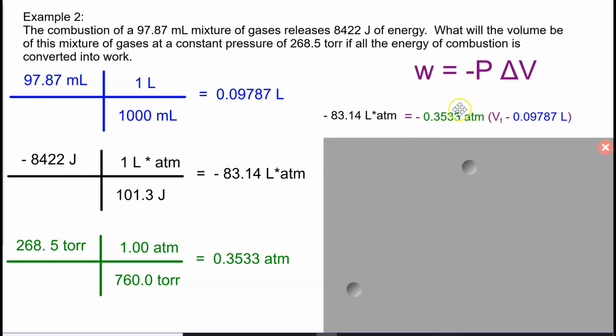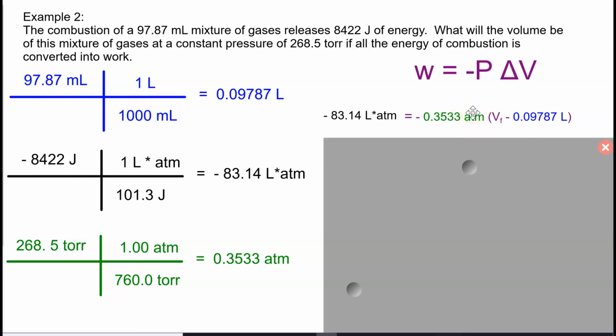We plug in our pressure next, and then the rest of this. Remember, this triangle V is VF minus VI. We have VI given to us because it says it starts out at that, and we're solving for VF. My VI is in liters. Now we're going to divide both sides because I could distribute, but that's really unnecessary here and easier to make a mistake. There's no rule that says we have to distribute.